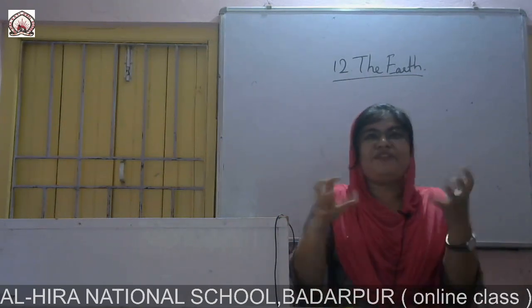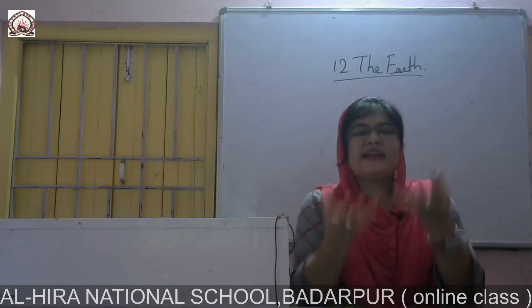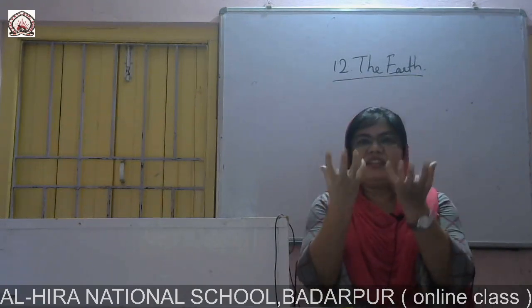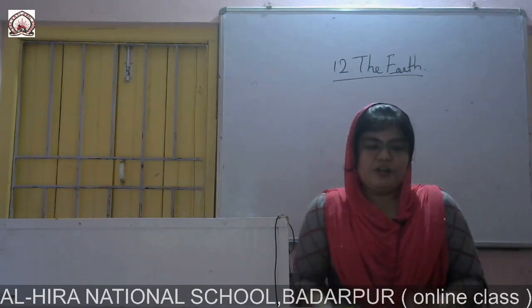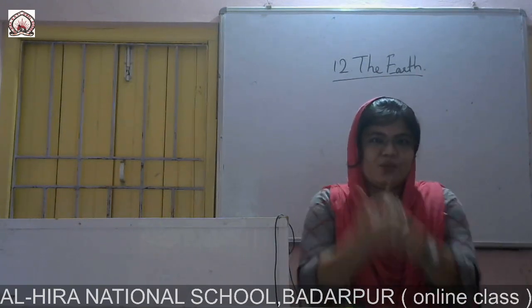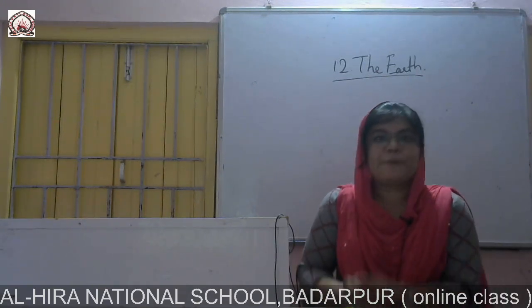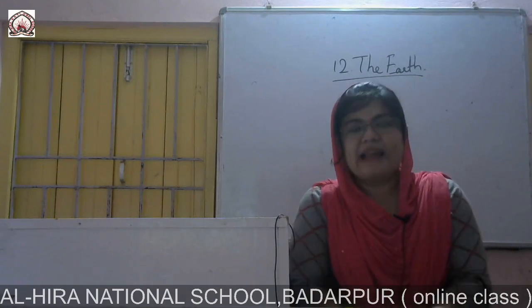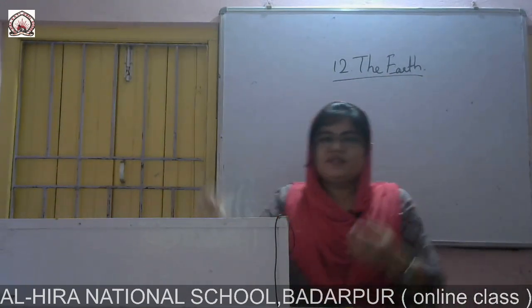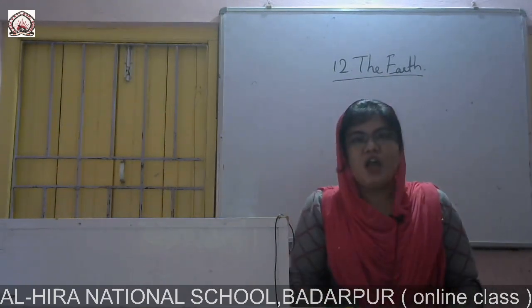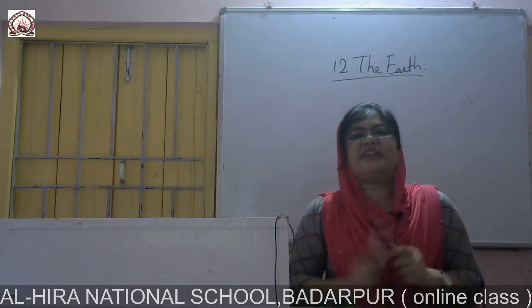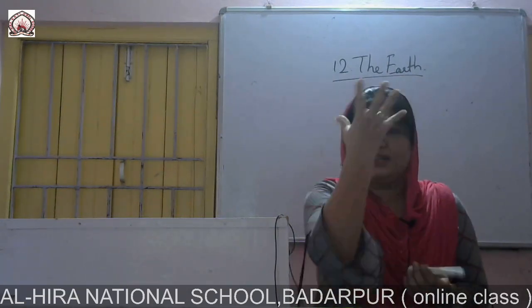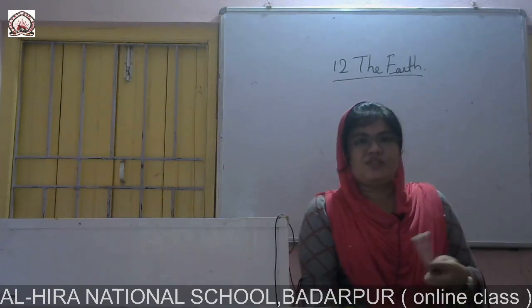Why don't we fly? Because the gravity of the earth, the gravity that pulls towards the earth, makes us stand on the surface of the earth. We are standing on the surface of the earth because of gravity. If I throw this pen, it will fall down. Why is it falling down? Because of gravity. Earth pulls the things towards it.